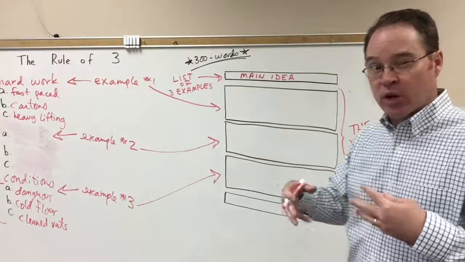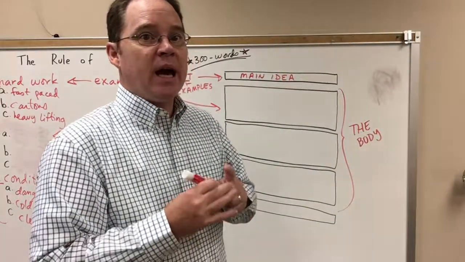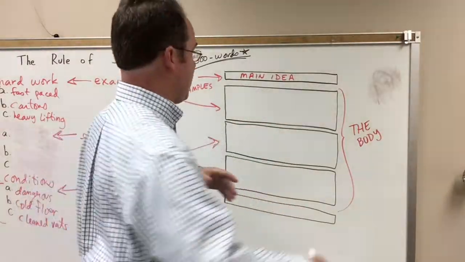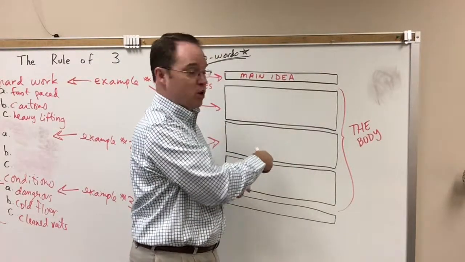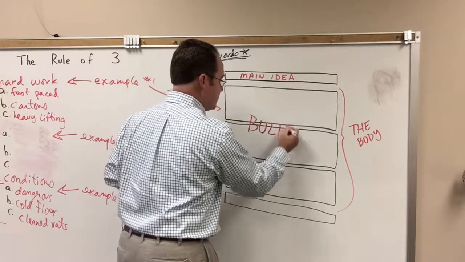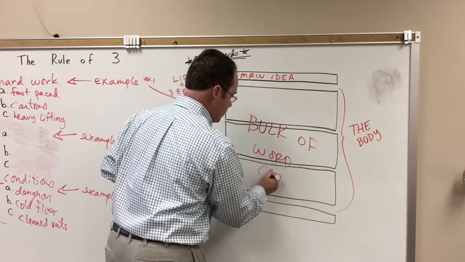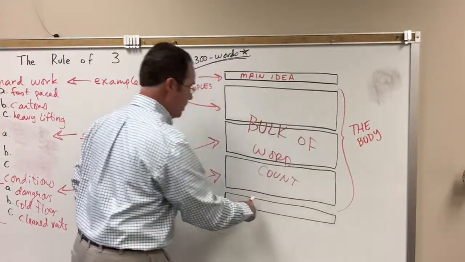So if you're ever talking with somebody or reading comments, critiques of a paper, and it says, well, your main idea is good, but you need to work on the body. This is what it's referring to. And these are the most important paragraphs. This is where we should find the bulk of your word count. Not up here and not down here either.